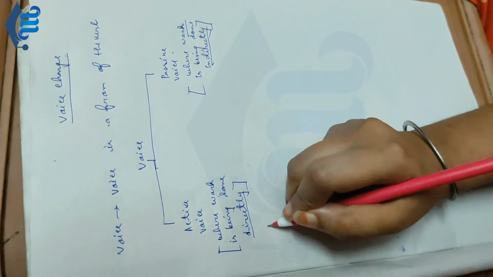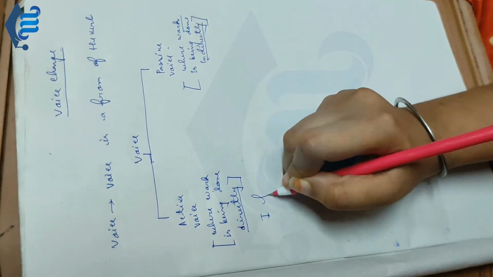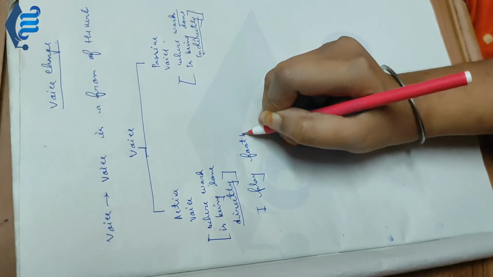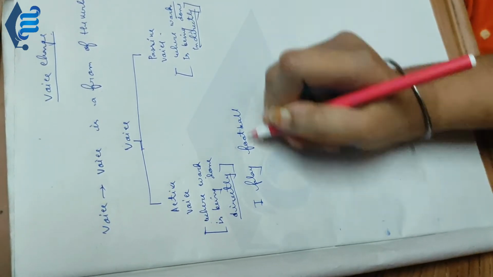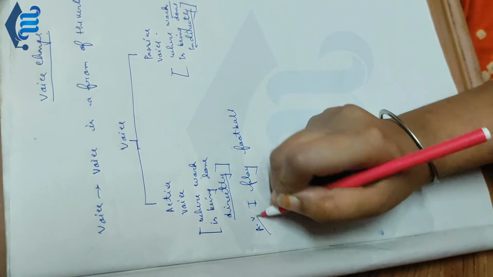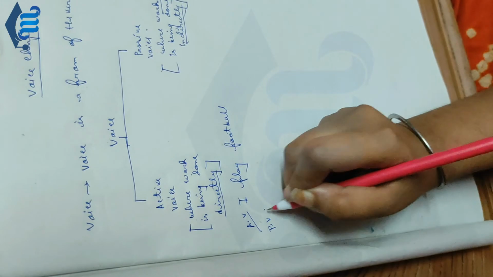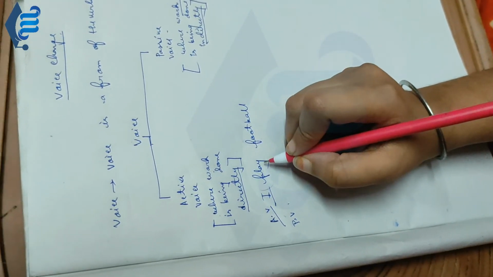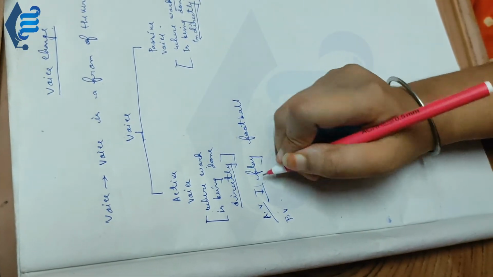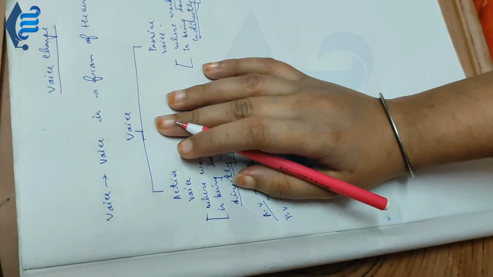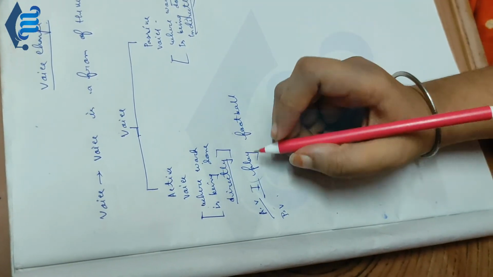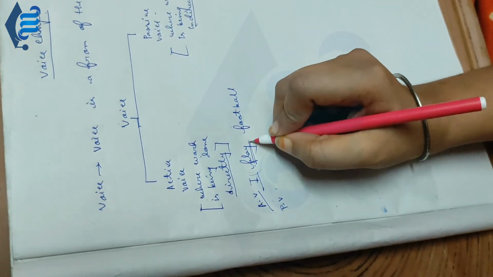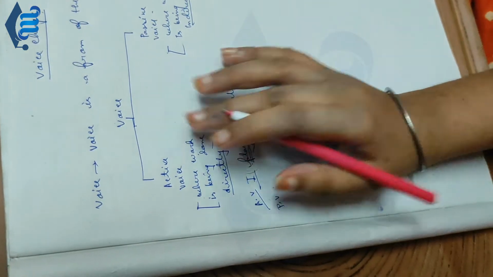Now I will give you an example. I play football. It's an active voice. Now we turn it into passive voice. First we identify where the verb is. We define what a verb is. Verb is an action or something doing. Here the verb is play because it is doing some action.